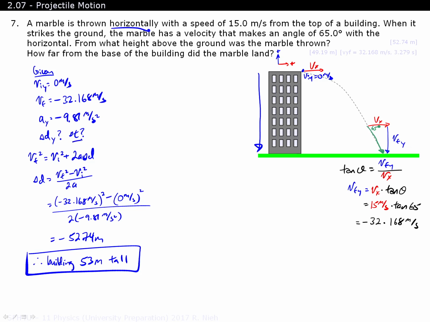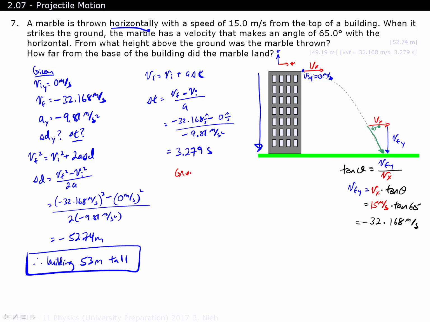Okay, again, we are going to reuse the same givens. This time around, we're going to solve for time, and that formula will be Vf is equal to Vi plus a delta t. Time is equal to Vf minus Vi all over a. So negative 32.168 subtract 0, units meters per second, divided by negative 9.81 meters per second squared. And this will give us 3.279 seconds. All right, so it took 3.279 seconds for it to fall.